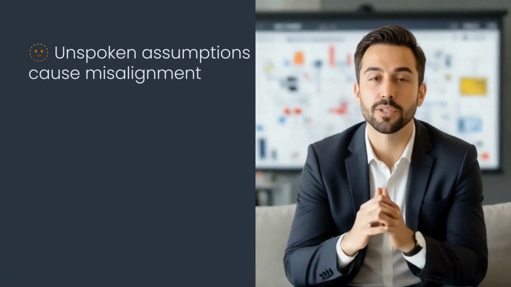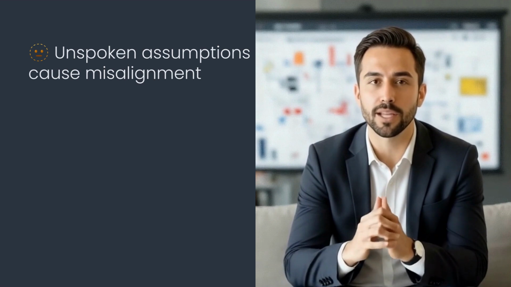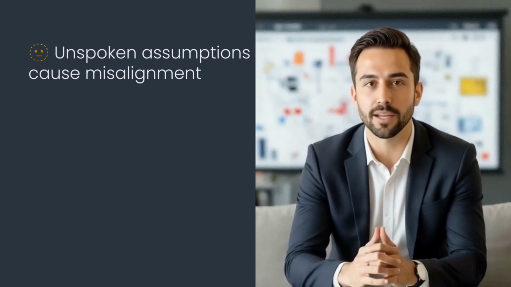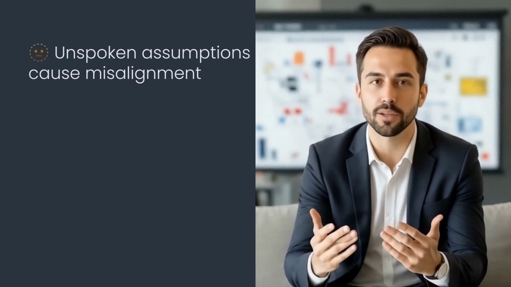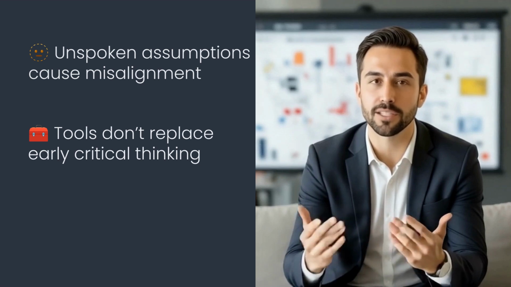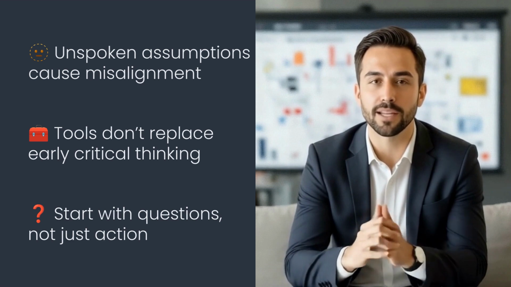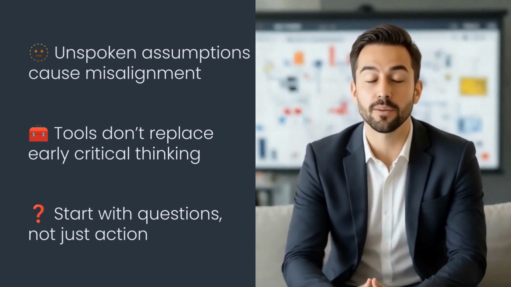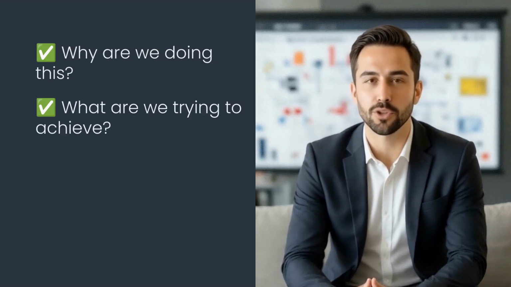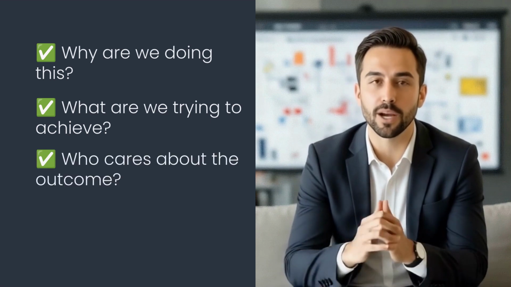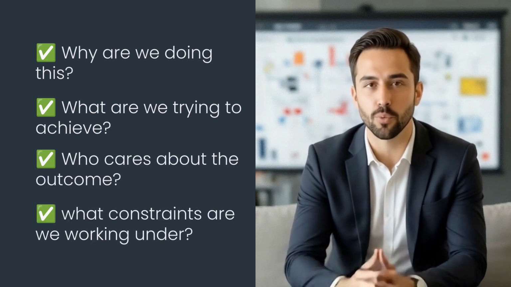Every project starts with a mix of assumptions, goals, and expectations, some written down, but many unspoken. And this is where a lot of problems start. Architects jump straight into systems, diagrams, or tools before taking a step back to ask the most important questions. Why are we doing this? What are we trying to achieve? Who cares about the outcome? And what constraints are we working under?